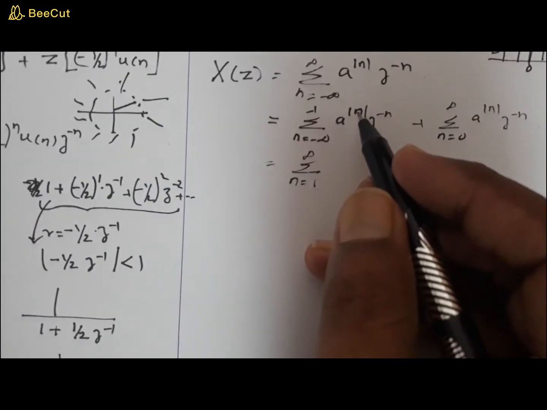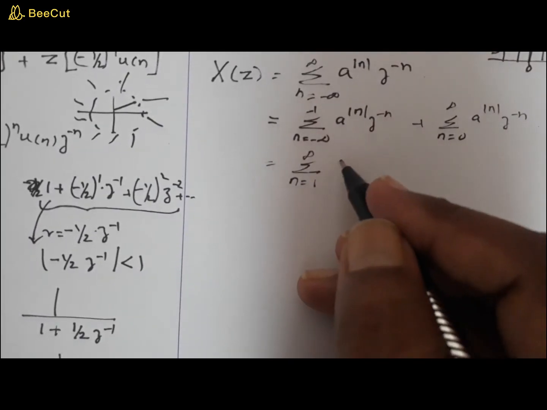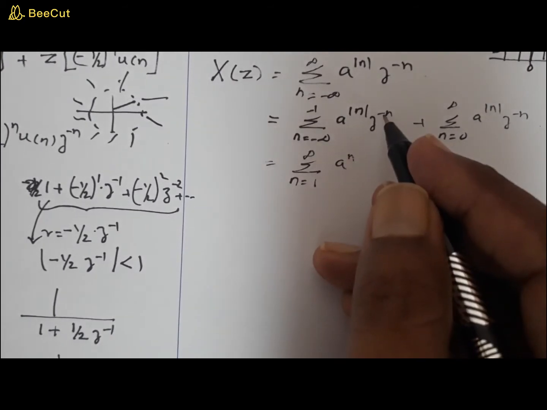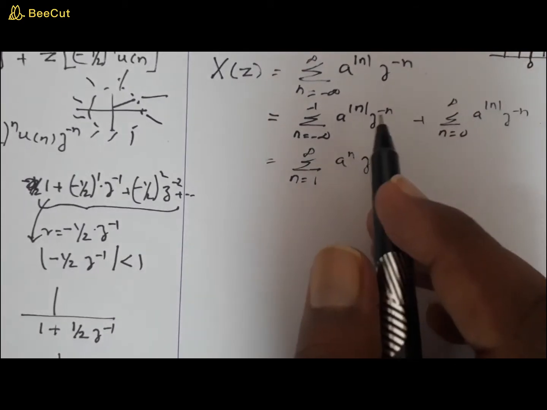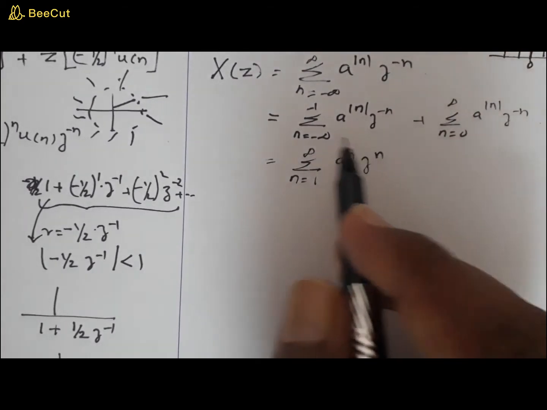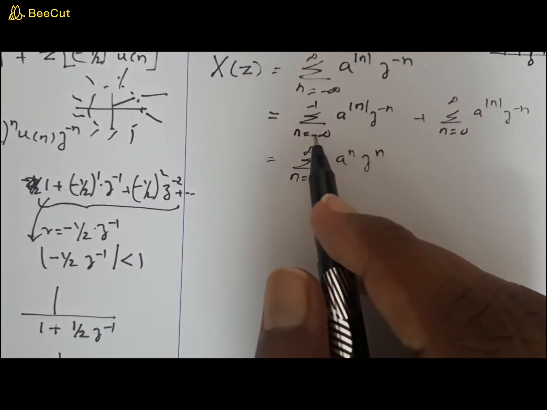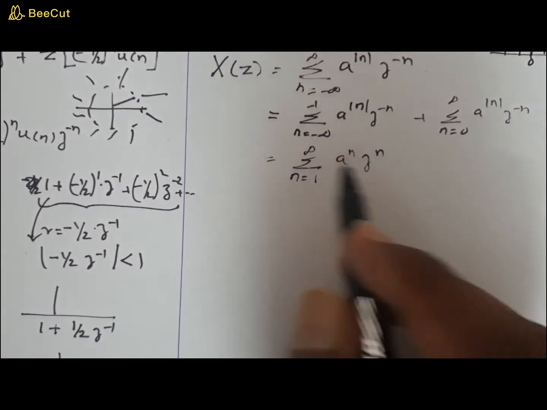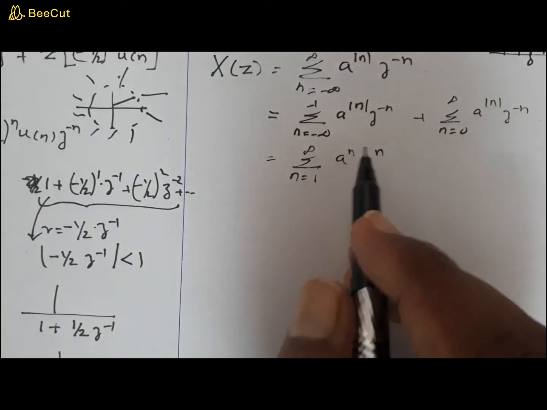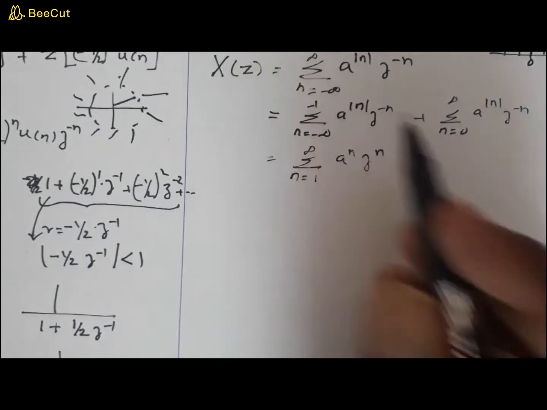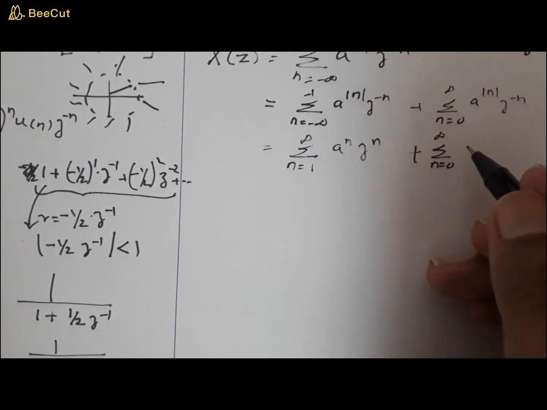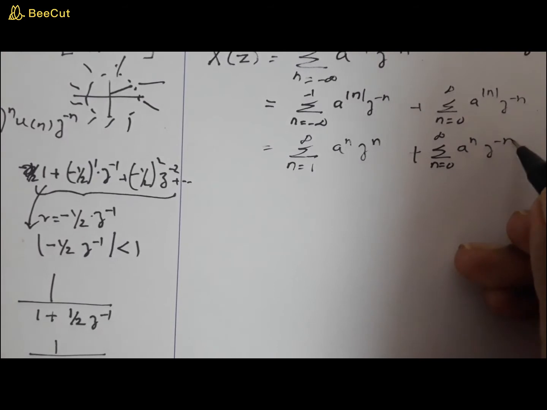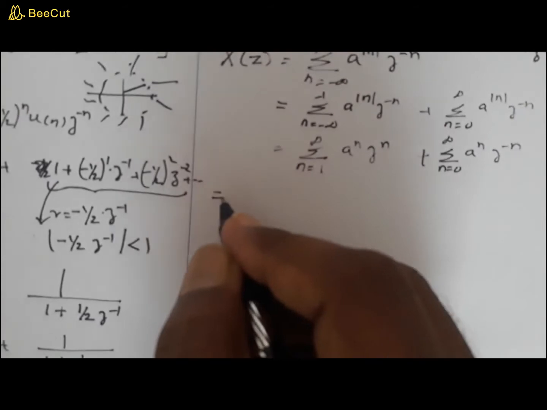So when you put modulus of minus n, it still remains a raised to n, right? And here when you put z raised to minus n, it becomes z raised to n. Hope you understood why this negative becomes positive: you are changing the limit from negative to positive, so this has to change, and the magnitude won't change because it is already modulus n. Plus the sum from n equal to 0 to infinity of a raised to n into z raised to minus n.